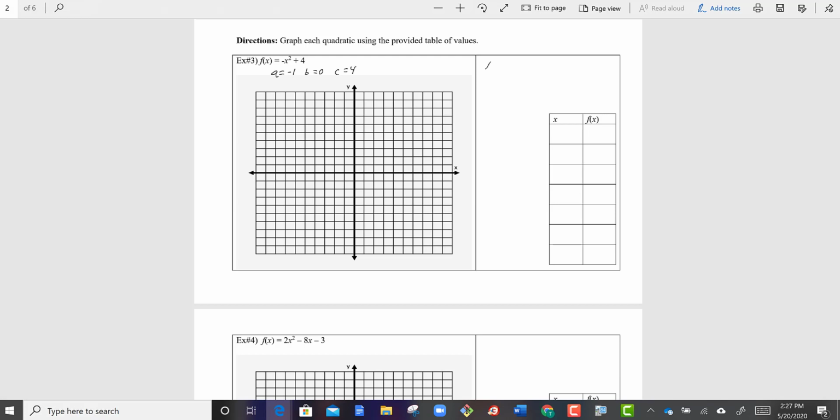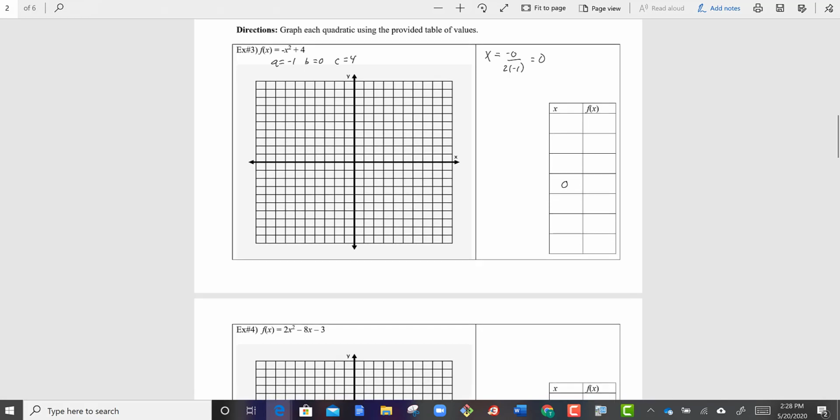So using the vertex formula, we're going to take the opposite of 0. It doesn't really matter now what a is, because 0 divided by anything is just 0. So the x-coordinate is 0. So I'm going to put that right here, because basically that's the middle row of this table of values. And then I'm going to plug in 0 for x. And let's just see what we get here real quick. 0 plus 4, that's going to give us 4.